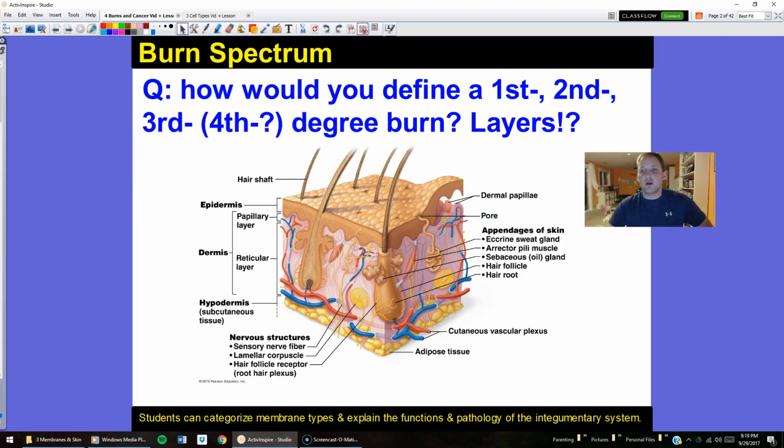So jumping in, I want you guys to recall what we've learned with the different layers of the skin. And I want you guys to pause the video to guess, or to predict, I should say, which layers of the skin are involved in a first, second, third, and fourth degree burn. So go ahead and pause the video.